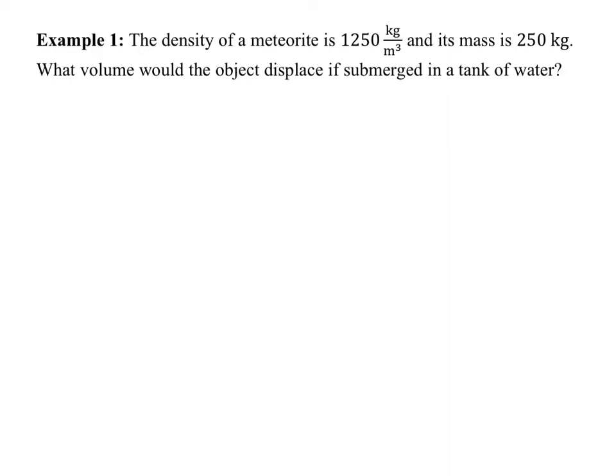Okay, really simple math. Figure this one out. We have a density given. So what's your unit for volume? Cubic meters. Because remember, volume is a length times a width times a height. Meter times meter times meter. It's cubic meters. The density of a meteorite is 1,250 kilograms per cubic meter. The mass is 250 kilograms. What would the volume be? What volume would the object displace if it was submerged in a tank of water? So what is the volume of the object, really?